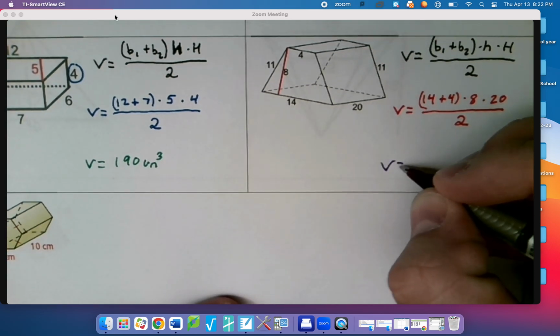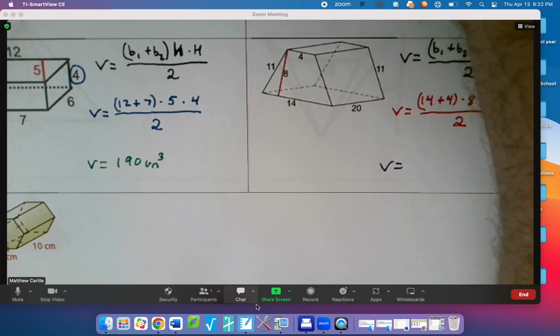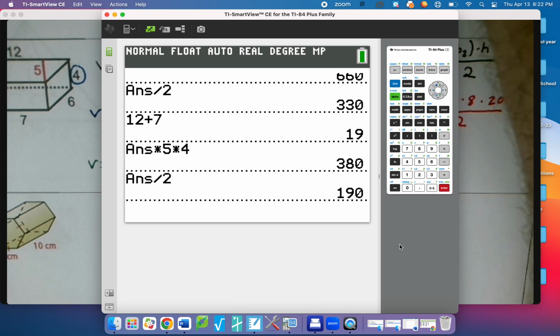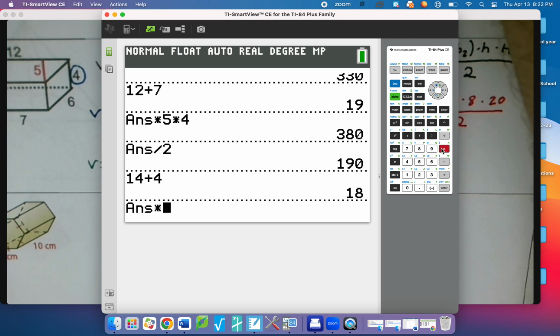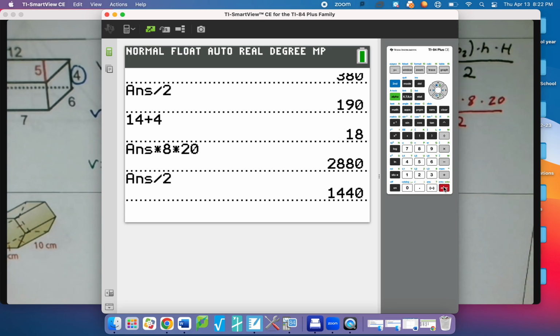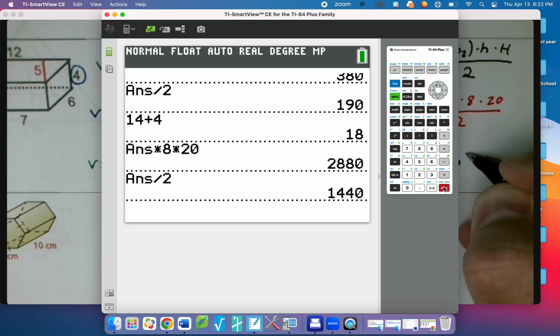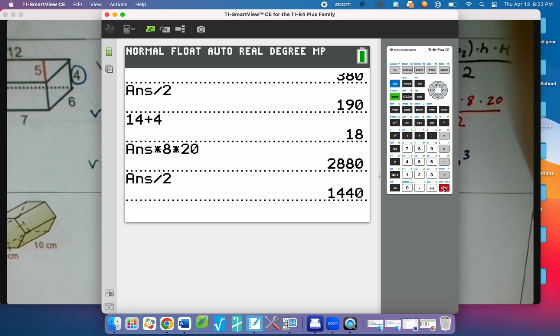Let's go find the volume of this trapezoidal prism. Grab my calculator. I'm going to take 14 plus 4. Enter. Times 8 times 20 divided by 2. So the volume is 1,440 units cubed.